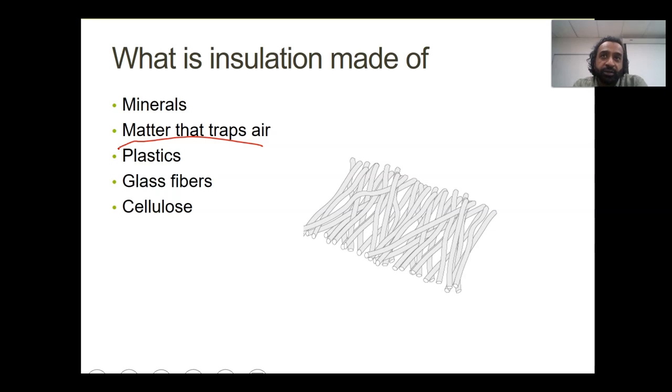And if you look at animals in the winter, they have thicker fur because it will trap air, and you have this layer between the body and the hair and the air to insulate a little bit. This material can be made of plastics, glass fiber, and cellulose, and all these materials are really bad conductors, which makes them good insulators.